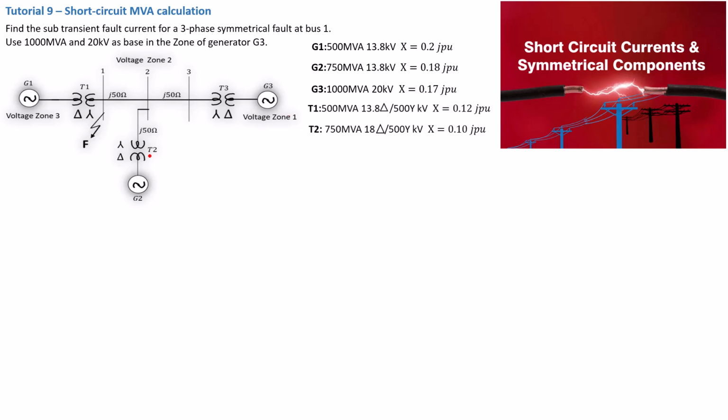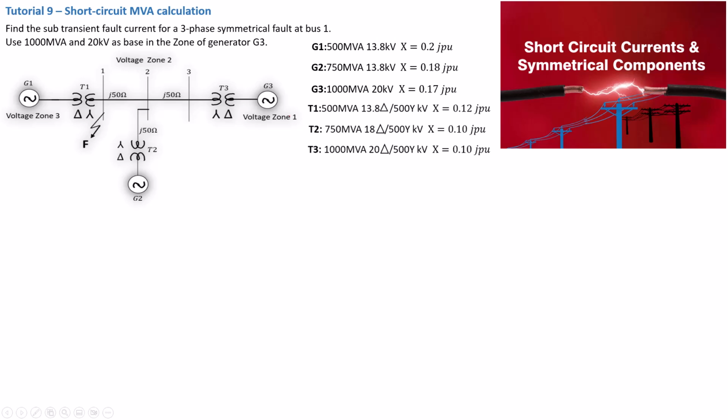Now transformer T1 is 500 MVA, a delta star coupling transformer; transformer 2 is also 750 MVA, also a delta star; and transformer 3 is 1000 MVA. As you can see, the rating of each transformer corresponds to the rating of its generator. Transformer 3 is rated at 1000 MVA, and generator 3 is also rated at 1000 MVA, so they need to be proportional. You cannot put a transformer rated at 500 MVA to handle the 1000 MVA that this generator is capable of supplying.